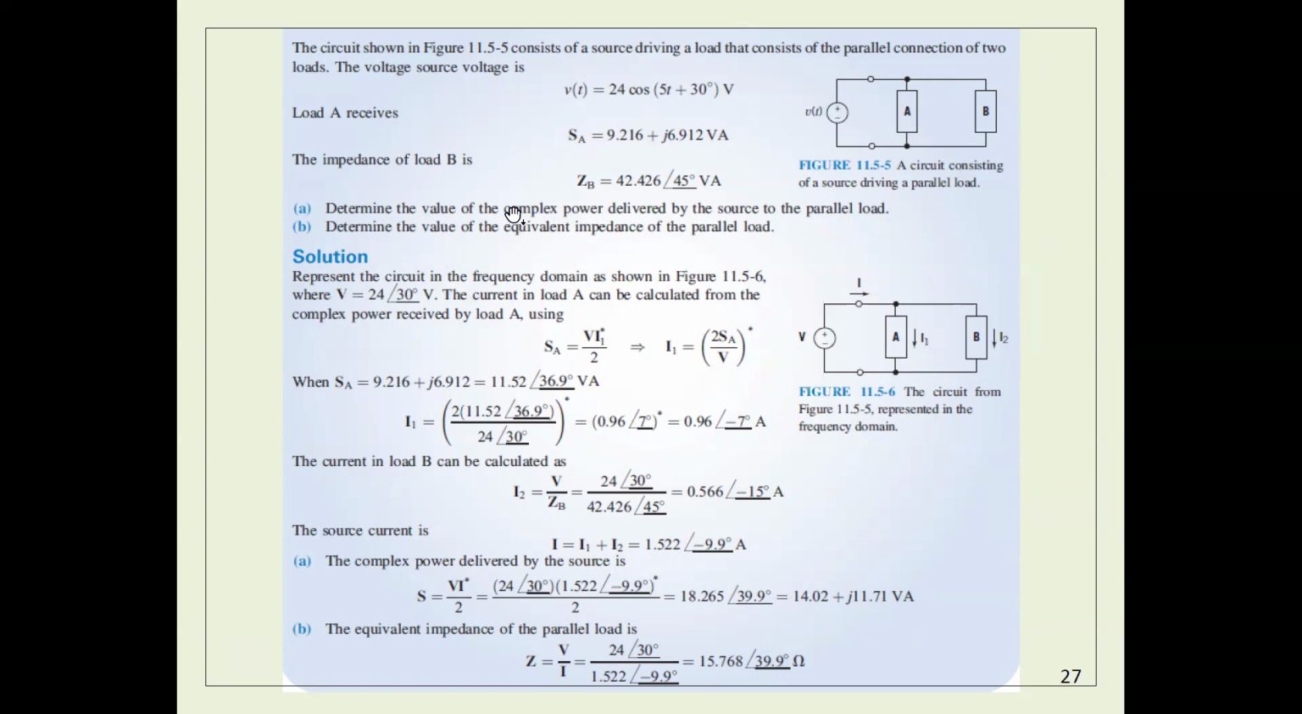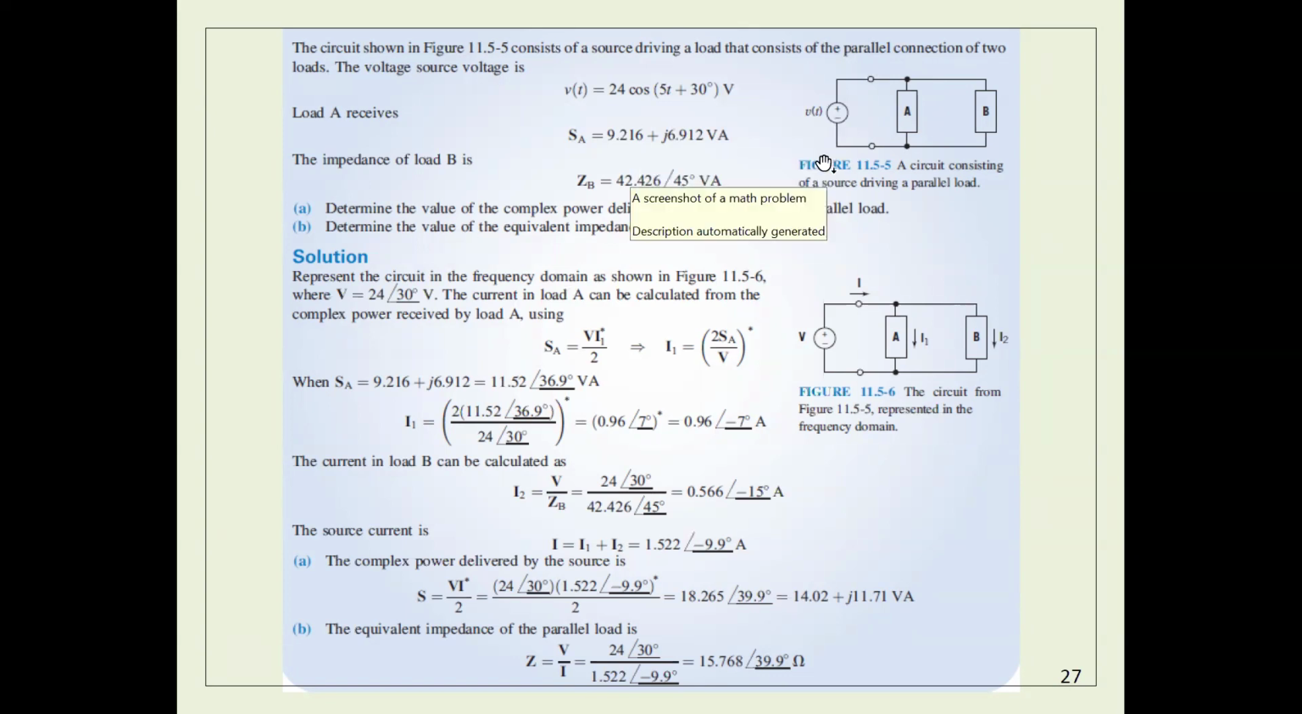Number 1, determine the value of the complex power delivered by the source to the parallel load. I want to know the total power delivered to the load here. You can solve it in different ways. Let's see how you can do it. I know the voltage here, so I need to find the current. This is one way. It may not be the easiest way, but this is one way.